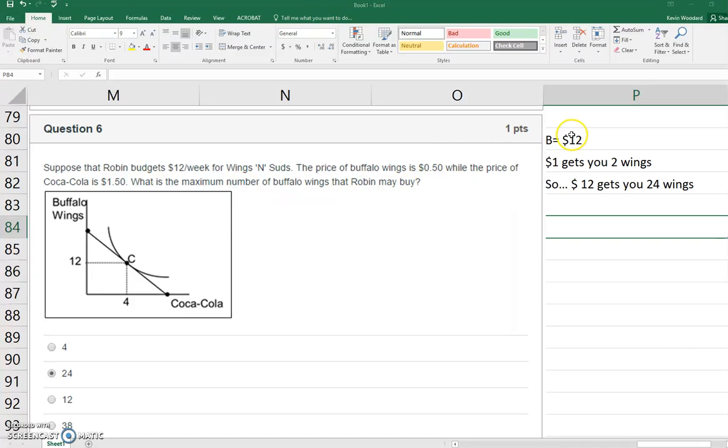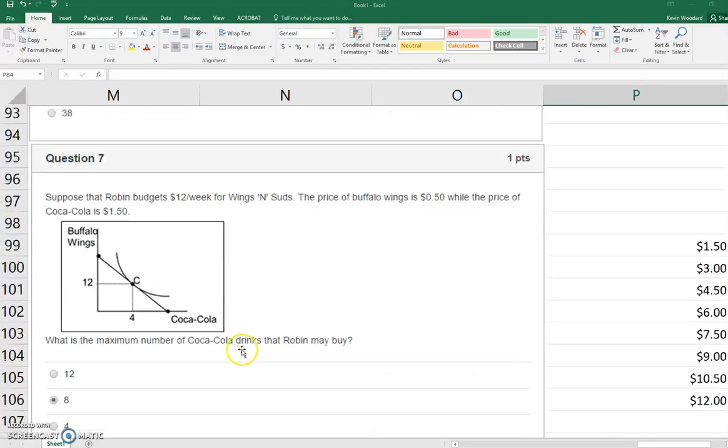So we have $12. When we look at this, we realize that wings are 50 cents a piece, which means that we get 2 of those for each dollar that we have. So we're just going to take that $12 and we're going to divide it out by those 2 that we get per dollar, and we end up with 24. So 50 cents a piece, 2 of them get you $1. We have $12. 2 times 12 is going to be your 24.